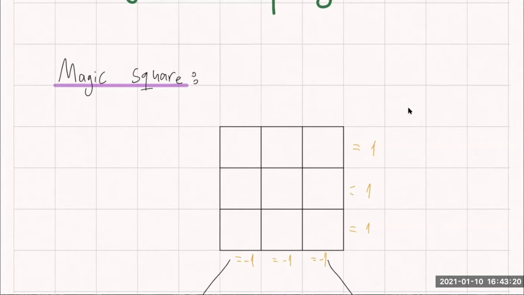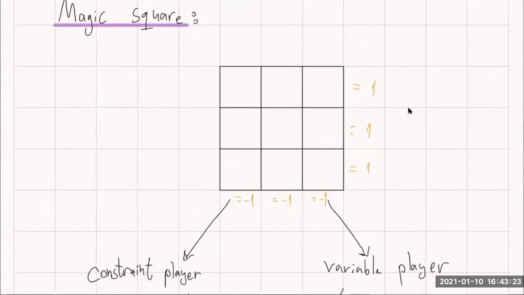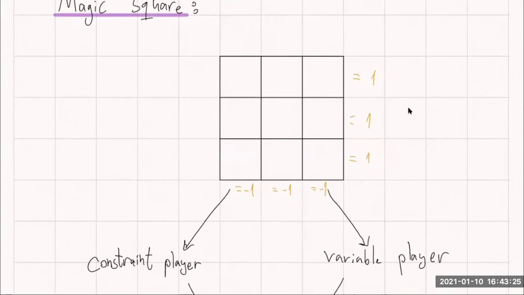Yeah, exactly. Okay, so let's recall the magic square game. Now I changed the names that I used last time because people said that they were a bit confusing. So now I have one player which is called the constraint player, and one player that is called the variable player. So I'm sending to the constraint player either of the following. I can send him row 1, row 2, row 3, or column 1, column 2, column 3. So the constraint player has 6 possible questions.